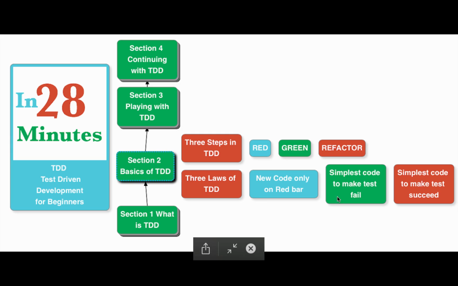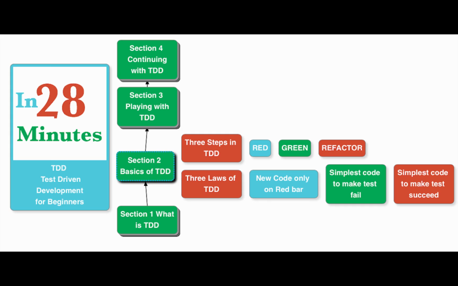These are the 3 laws of TDD. That's basically: write new code only on red bar, write the simplest possible test, and write the simplest possible code to make it pass. That's it. So it's A, new code only on red bar. B, write the simplest possible test to make the code fail. C, write the simplest possible code to make the test pass.